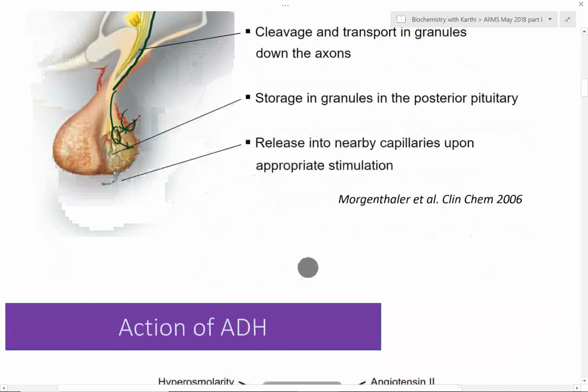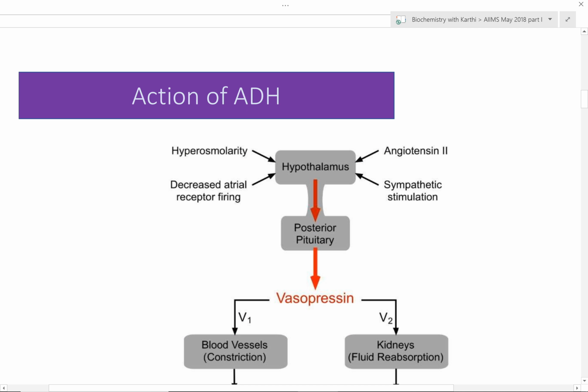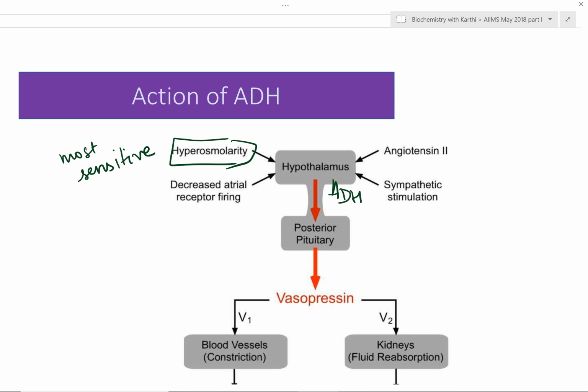So let us see what stimulates the release of ADH. The primary stimulus for ADH release from the pituitary and hypothalamus is hyperosmolality. Now this is said to be the most sensitive stimulus for the release of ADH, such that even a 2% increase in the osmolarity will stimulate the secretion of ADH.